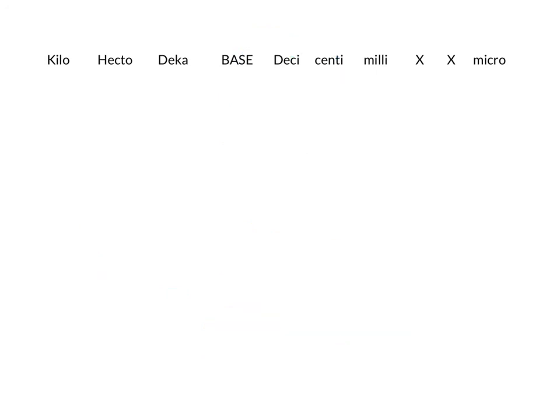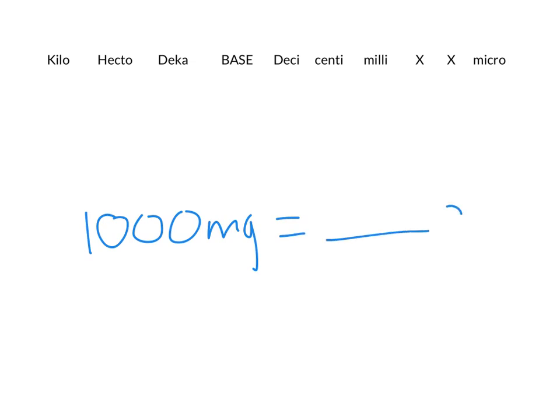So let me do another example. Let's say I have, how about a doctor's order that says they need to take 1,000 milligrams of a particular drug. But I'm going to look and see on that label it says what it is in grams.